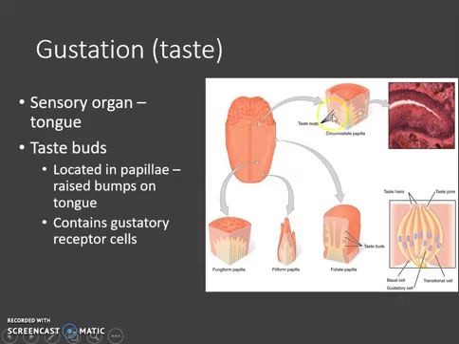Inside those papillae is where you find the taste buds. So the bumps themselves are not the taste buds, but the taste buds are deep down in those bumps. And the taste buds have gustatory receptor cells. And so when you eat something, the chemicals in the food dissolve in the saliva, and they bind to these gustatory cells in the taste buds. And then that sends a signal through a cranial nerve to the brain where you perceive which taste you are eating.